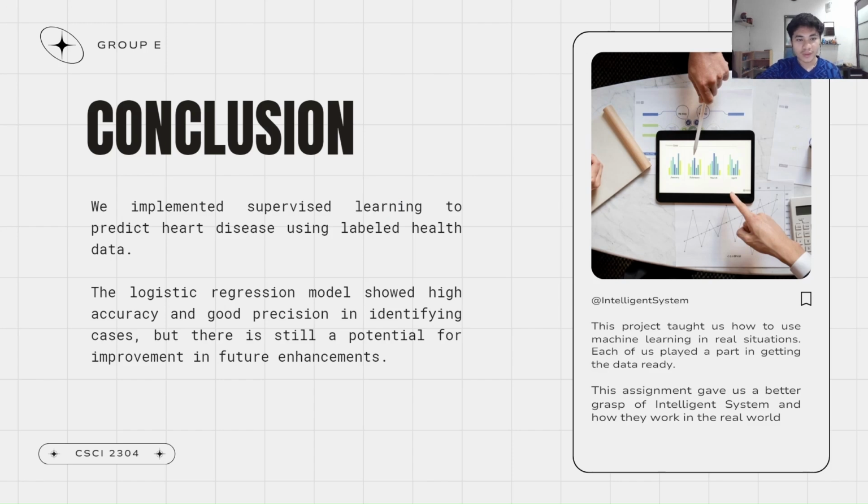Last but not least, our supervised learning model accurately predicted heart disease using labeled health data. Logistic regression showed strong precision in effectively identifying positive cases. Despite the good performance, there is still room for further improvement to enhance its accuracy.